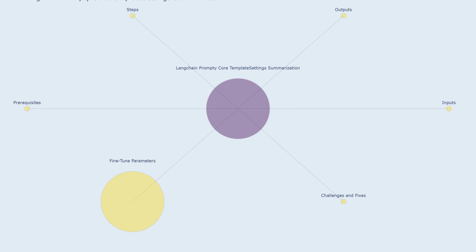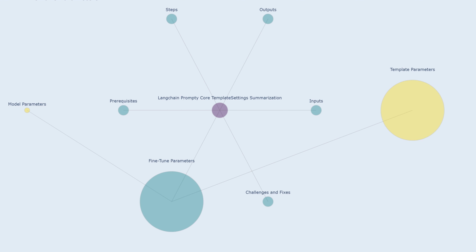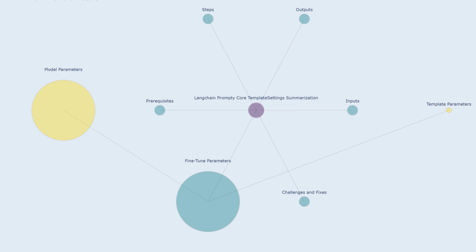Fine-tune parameters. This parameter determines how much the model's weights are updated during the training process. It controls how quickly the model learns from the data. This parameter determines the number of training examples that are processed at once during the training process. Larger batch sizes can speed up the training process, but may also lead to overfitting.